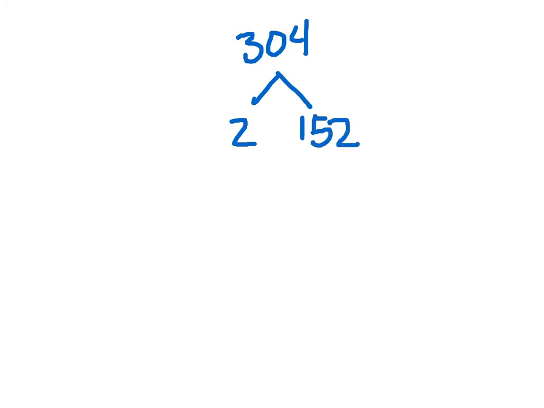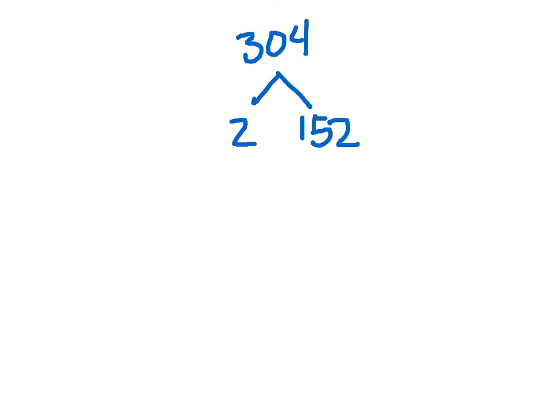Ooh, let's try something big. Let's go with 304. Let's break that down. All right, 2. Let's just start with the 2. Not getting too deep here. 2 times what equals 304? Well, 2 times 150 is 300. So that would be what? 152 times 2 will give me 304.